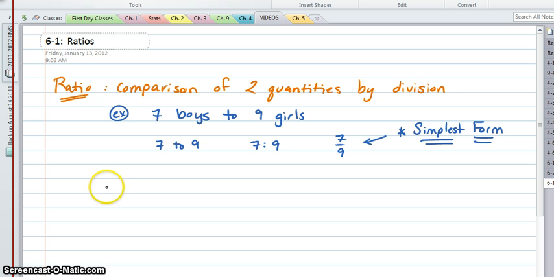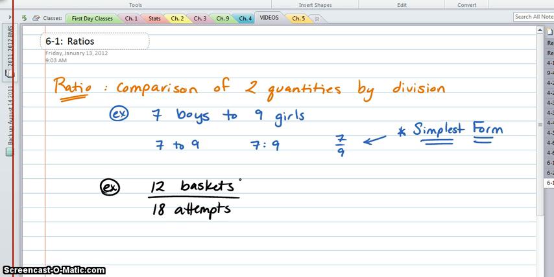So let's say you are playing basketball and you make 12 baskets in 18 attempts. So let's go ahead and set that up as a fraction. 12 baskets in 18 attempts. And I can definitely simplify these numbers. 12 over 18. I know that I can divide by 6 because that is their greatest common factor. And we go ahead and get 2 to 3.